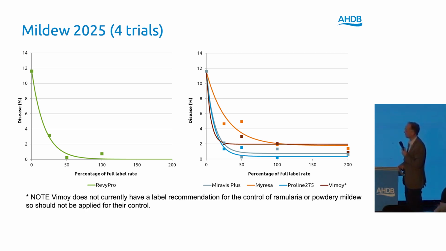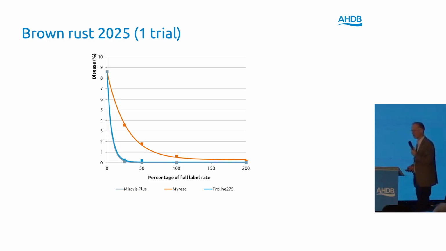I mentioned rusts as well. This is a bit contrary to what you might expect on wheat brown rust. We actually see Proline really active on barley brown rust, and Miravis really active on barley brown rust. You can't read across from one crop to another, it's a completely different pathogen. And actually, you'd probably say Proline looks a little stronger than Myrisa there on barley brown rust, which is the opposite of what we'd see on wheat. But useful to get that information as well.